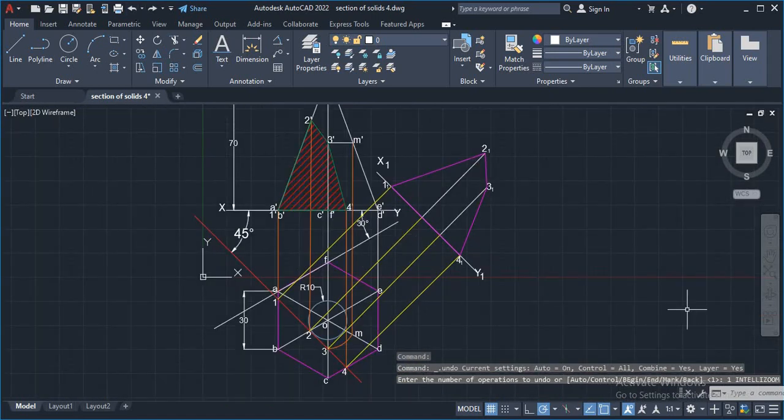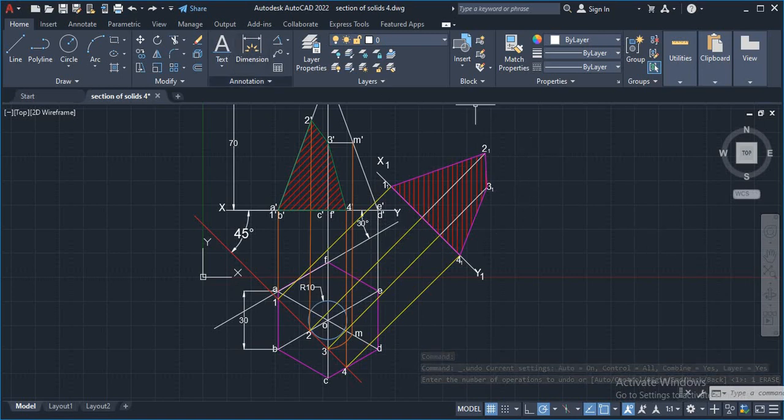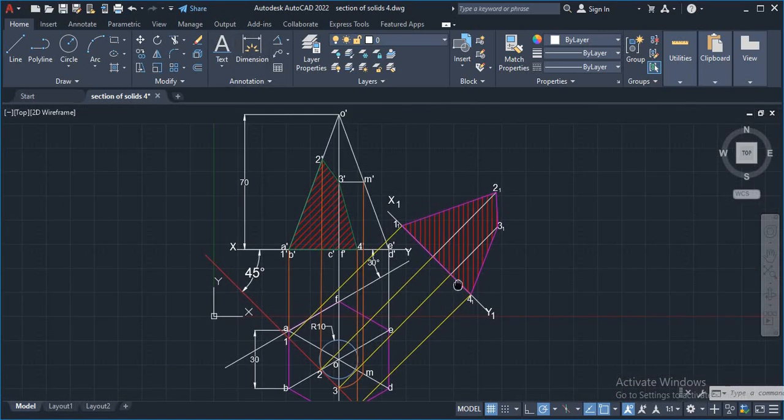So this is a shape. This is the true shape, and you can draw the section lines. This is the true shape of the section of solids. So this is the final shape. This is the front view section and this is the true shape of the section.